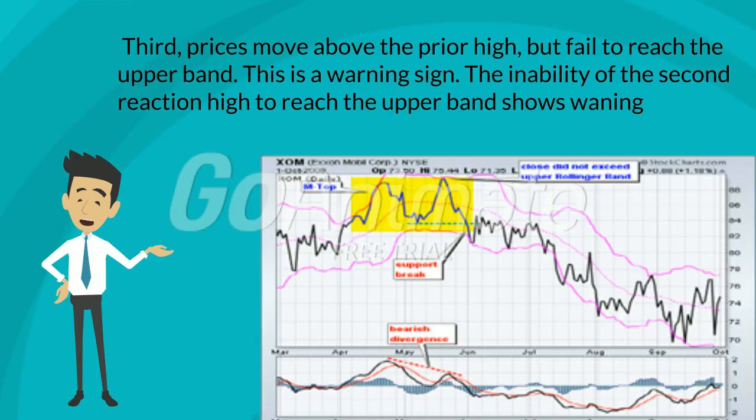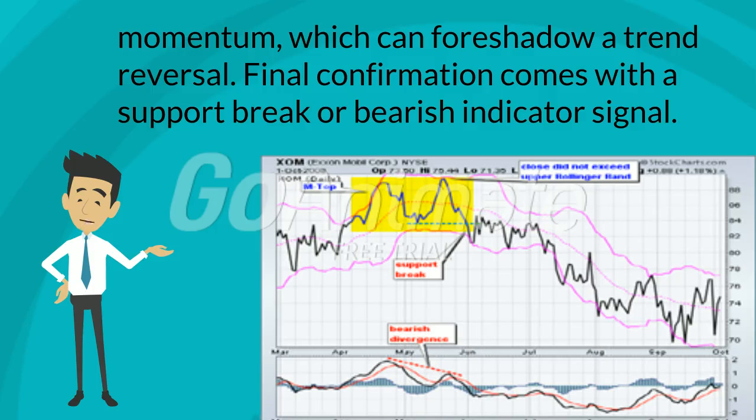This is a warning sign. The inability of the second reaction high to reach the upper band shows waning momentum, which can foreshadow a trend reversal. Final confirmation comes with a support break or bearish indicator signal.